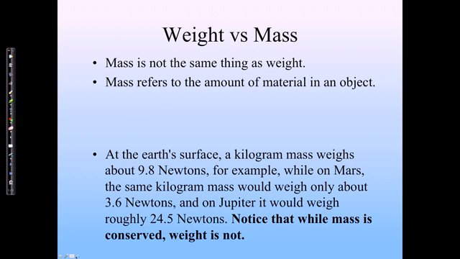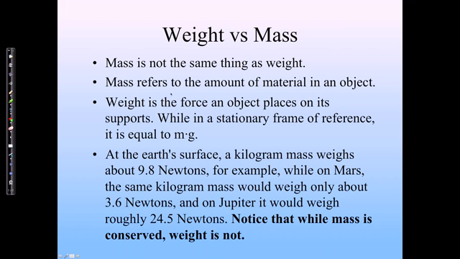Now, it's important to note that mass and weight are not the same. We use those two terms fairly interchangeably when we're just talking, but in physics, again, there's very specific definitions for both. Again, we talked about mass referring to the amount of material in an object. Weight, however, is the force an object places on its supports. So the weight of an object is how much force it applies to, say, the floor underneath it.